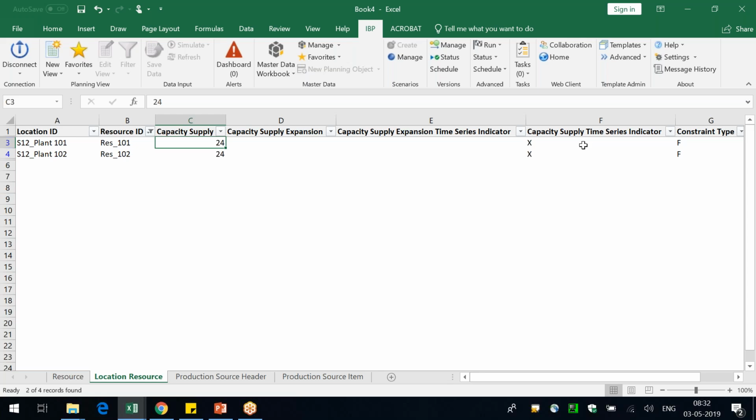Instead, read it from the key figure with the same name called capacity supply. So if it is a key figure, we know it is a time series element, so it will have values across the horizon. And we can very well change the values differently for the different periods.